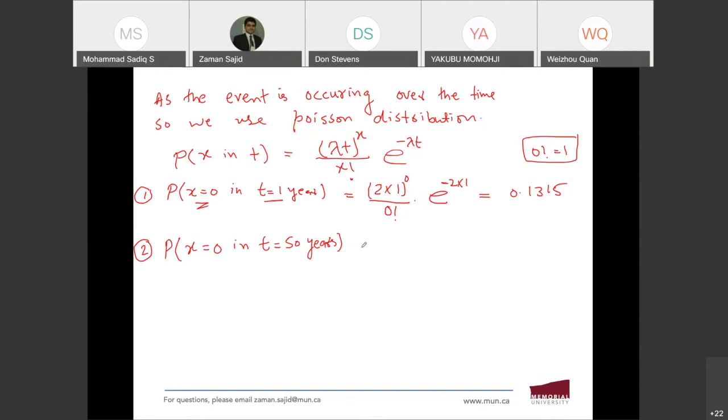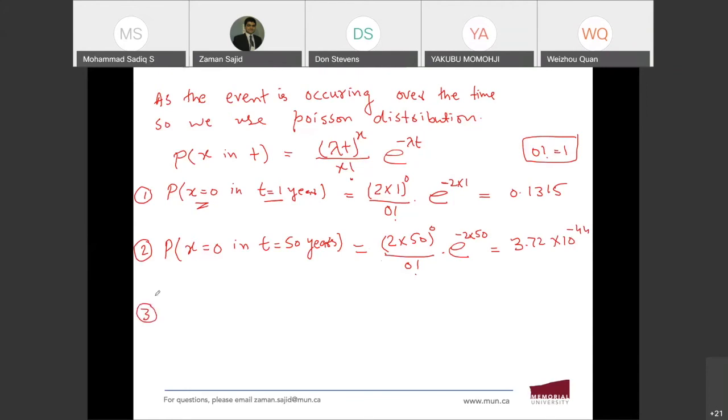Okay. So the same formula as we were doing before, the lambda value is 2. This time my time is 50. Whole power x will remain 0 over 0 factorial times e power minus lambda, which is 2, times t, this time is 50. Okay. When you solve it, you will get the value of the probability as 3.72 times 10 raised to power minus 44.